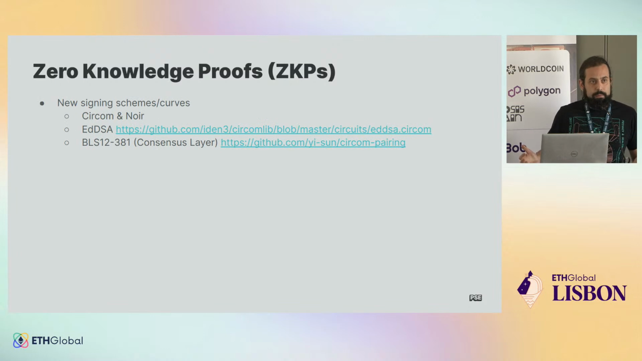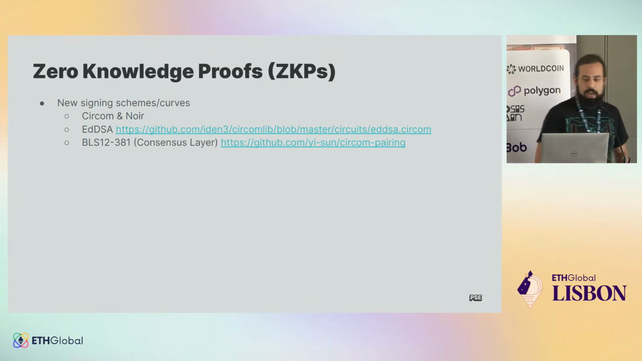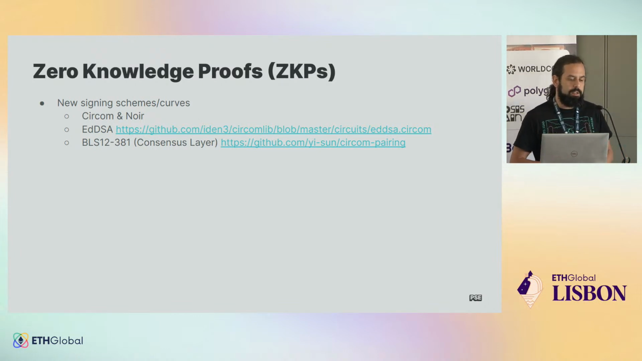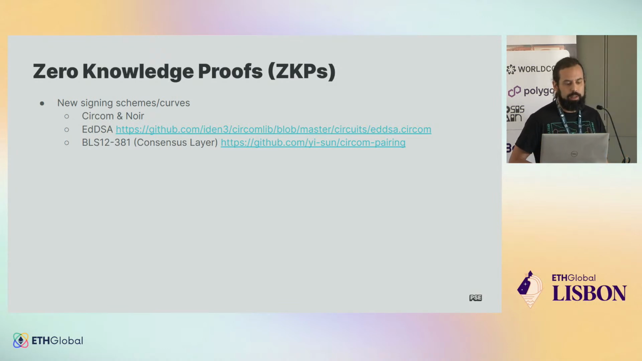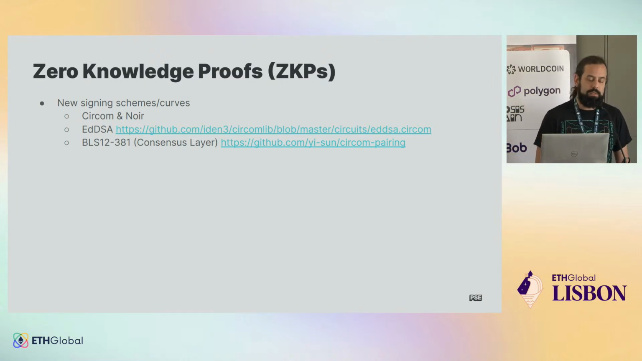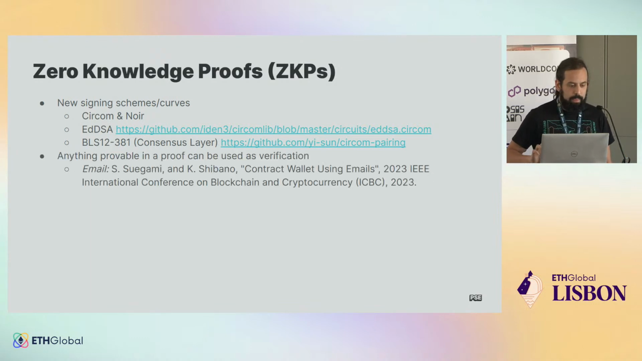This opens up a lot of different possibilities of different things we can do, such as using new signatures and curve schemes that the EVM does not support. So anything we can implement in CIRCOM or newer DSLs such as Noir can be used. For example, you can already do EDDSA signatures inside of CIRCOM, so you could use that for verification in a smart contract wallet. You can also use newer BLS curves, like BLS 12-381, which is what the current Ethereum consensus layer uses to validate those. But really, we can also do anything that's provable inside of a proof as part of that verification.